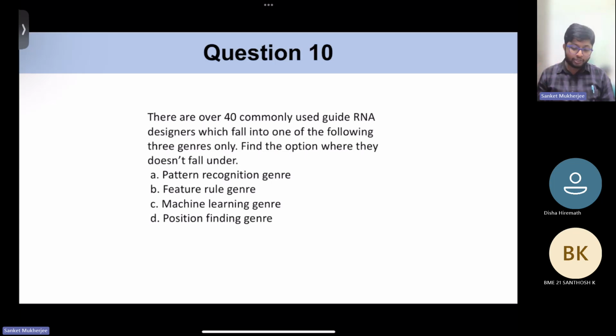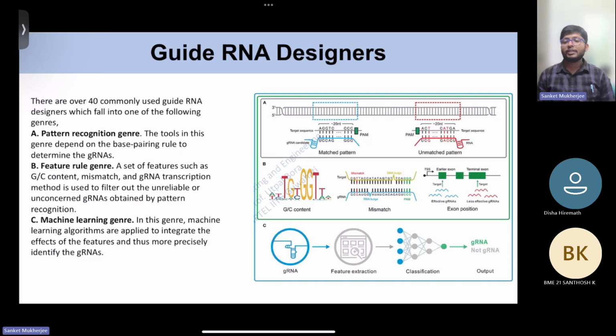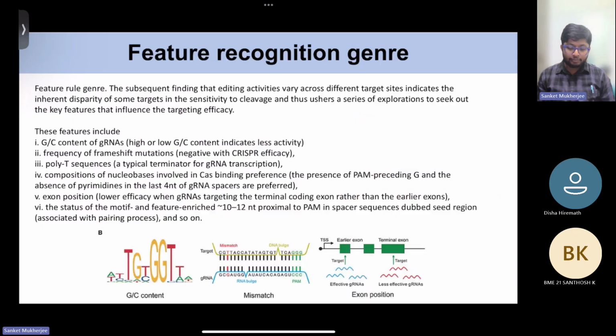There are over 40 commonly used guide RNA designers which fall into one of the following three genres only. Find the option where they don't fall under. Is it pattern recognition genre, feature rule genre, machine learning genre, or position finding genre? So position finding genre is not there. When guide RNAs are used, they are based on how they recognize a specific pattern. That could be one of them. Another could be the features which are present. That could be one of the reasons how it recognizes a DNA of interest. There could be machine learning also, which involves certain algorithms which work behind this. You can read about all of these in the slides.